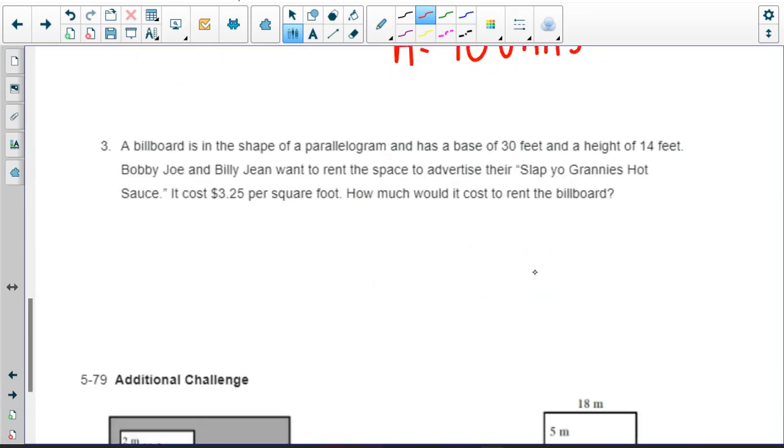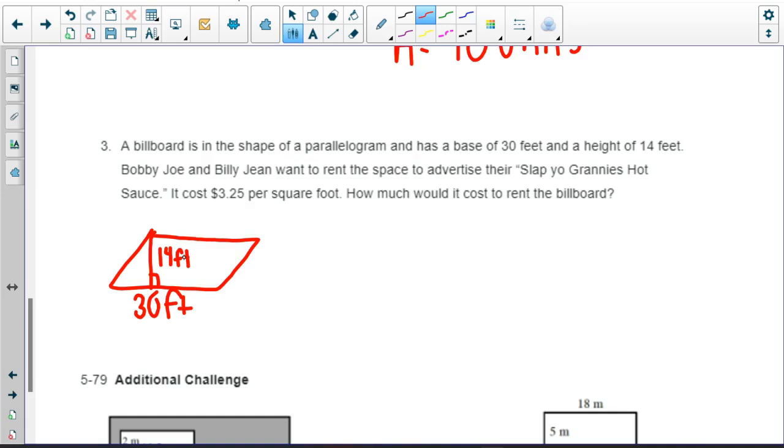This last question we're going to do says a billboard was in the shape of a parallelogram and has a base of 30 feet and a height of 14 feet. So the first thing I'm going to do is draw out this billboard. It says it has a base of 30 feet and a height, so I'm going to drop down a line straight down with our right angle of 14 feet. So now I drew my information.